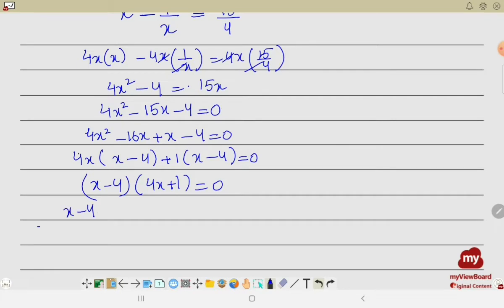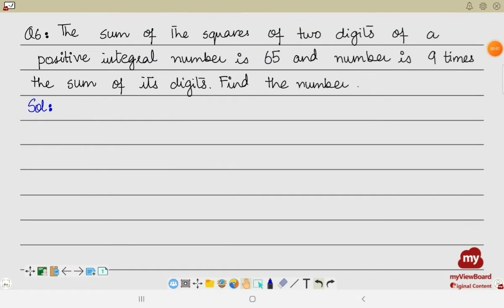we'll equate both these factors equal to 0. 4x plus 1 is equal to 0, and x is equal to 4, and x is equal to minus 1 by 4. So these two are the answers of this word problem. Hope you understand it. Let's solve another question.